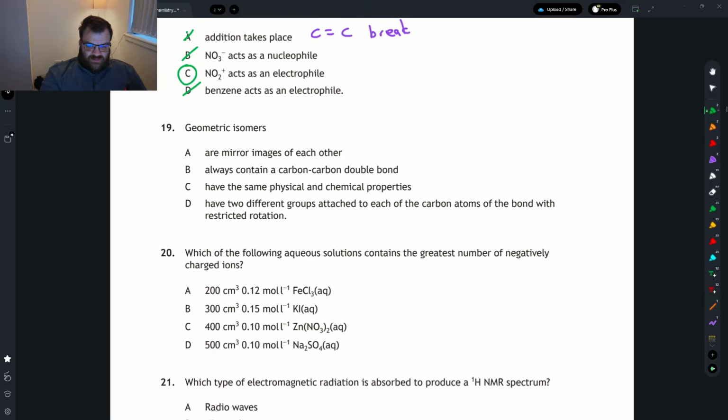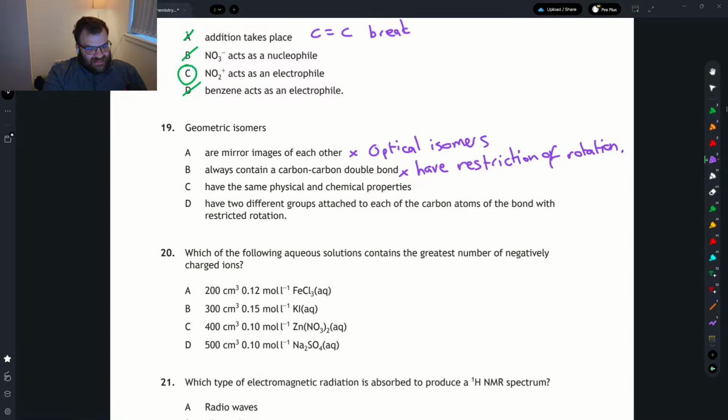Geometric isomers are mirror images of each other. That sounds more like they're talking about optical isomers, so non-superimposable mirror images. Optical isomers always contain a carbon-to-carbon double bond. That is not true, but they have restriction of rotation. Restriction of rotation can either be by a carbon-to-carbon double bond or by a ring structure. So you can get that in a different way.